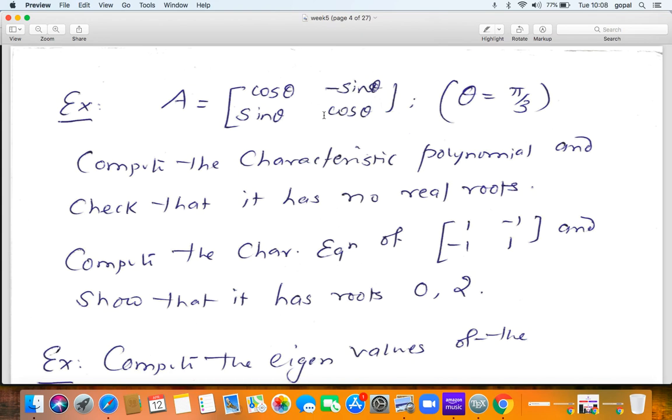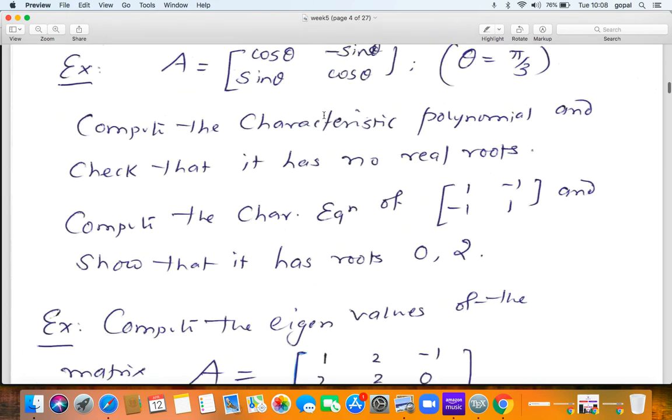Let us see the second example: 1, minus 1, minus 1, 1. What is the characteristic equation? Determinant of xI minus A equal to 0. xI minus A, what is that? x minus 1, 1, 1, x minus 1. So what is the determinant? x minus 1 the whole squared minus 1. What is it? x squared minus 2x, x into x minus 2. Roots are 0 and 2.